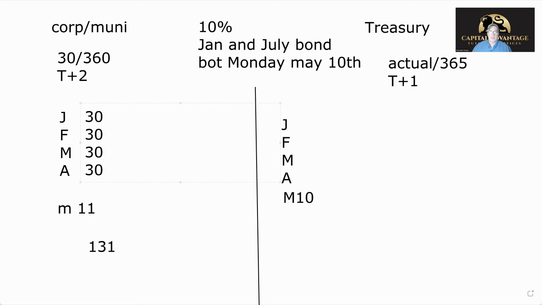So let's do it here. We've got 31 days in January, 28 in February, 31 in March, and 30 in April. Now let's add them up: 31 plus 28 plus 31 plus 30 plus 10. So that's 130 days.